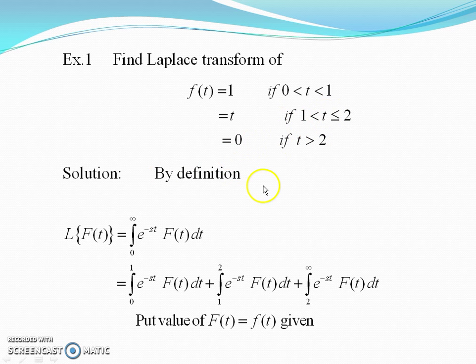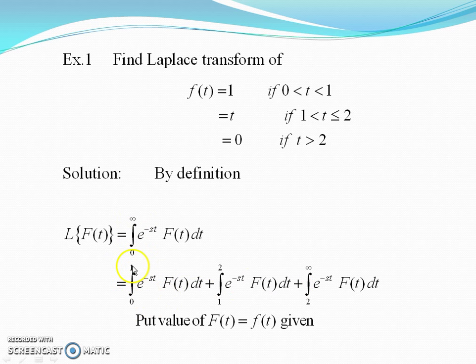Again, by the definition of the Laplace transform, the Laplace transform of f of t is equal to the integral from 0 to infinity of e to the power minus st f of t dt. Here again the function f of t is a discontinuous function. It is split into 3 parts. Therefore, the whole range of t from 0 to infinity can be split into a sum of 3 integrals.